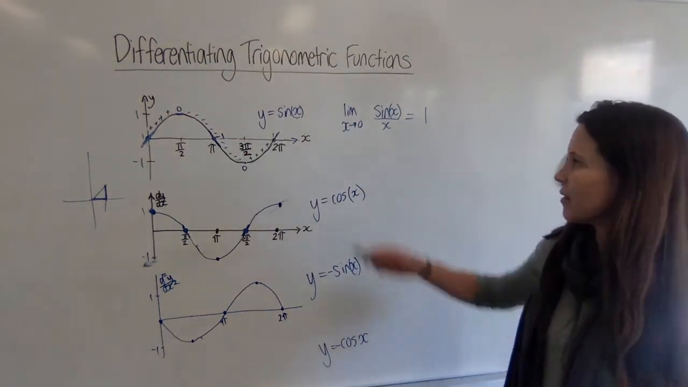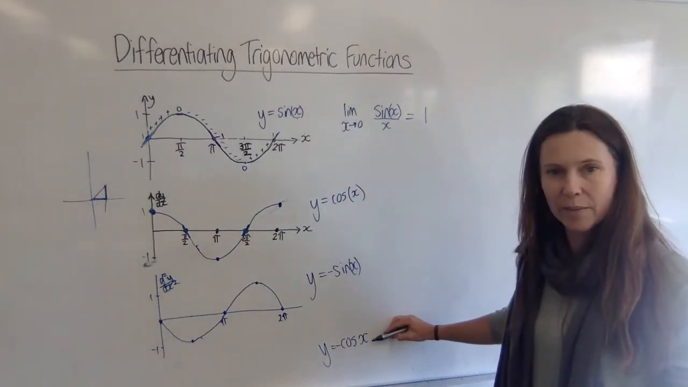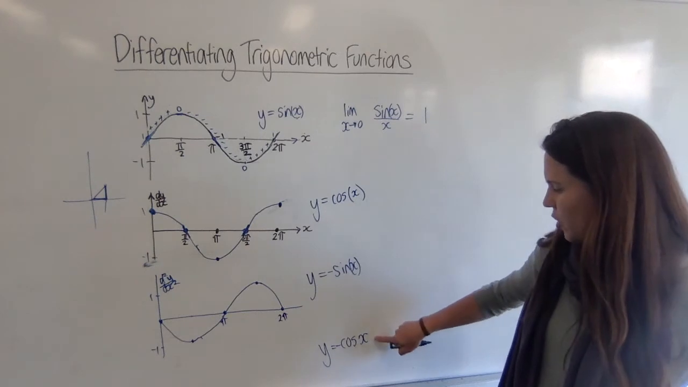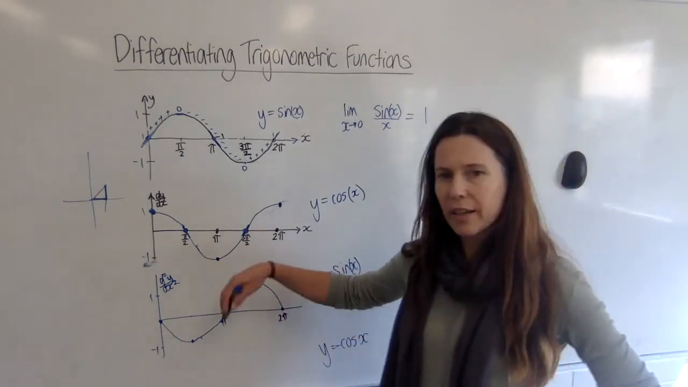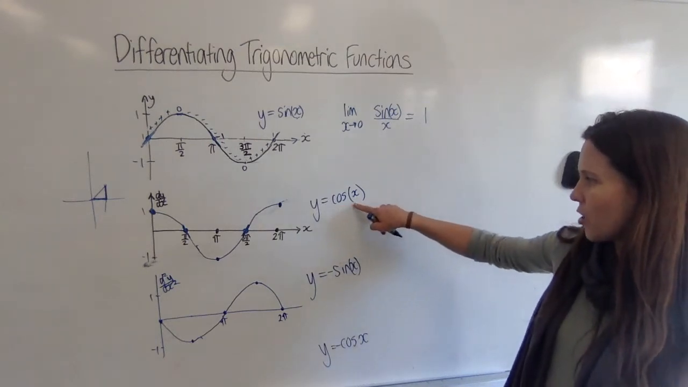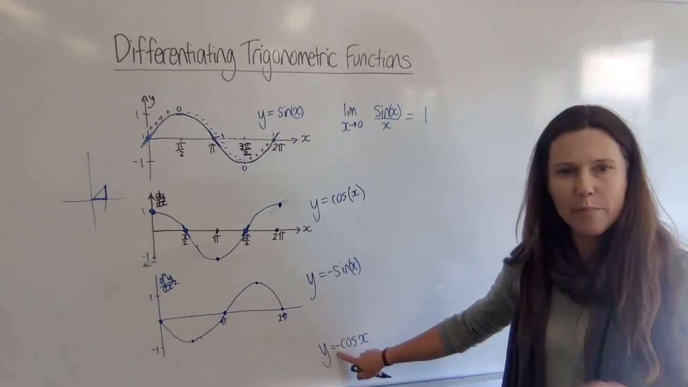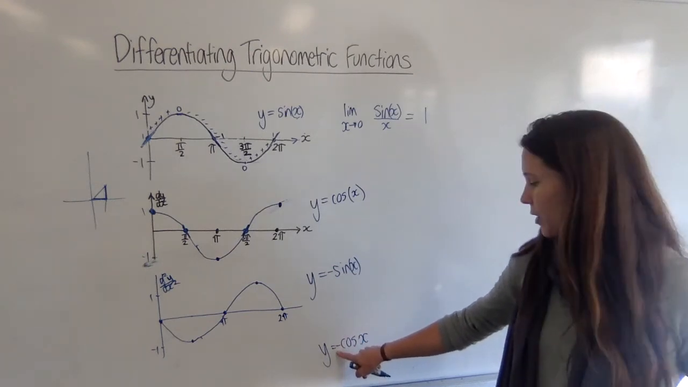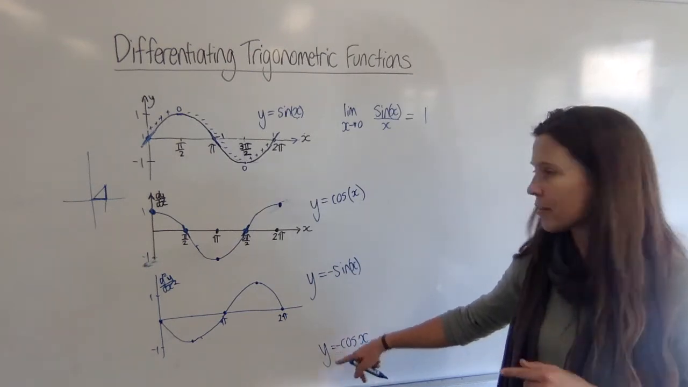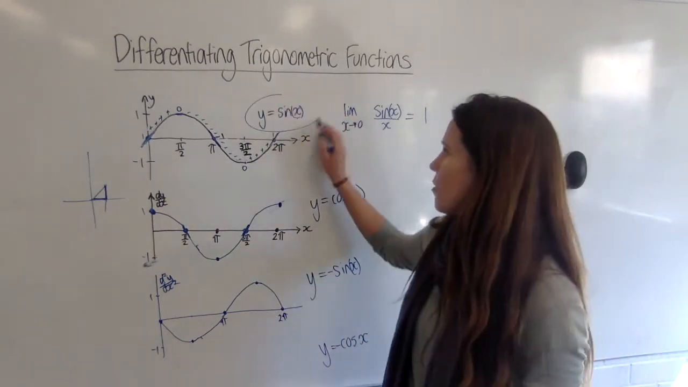Now we've got a pattern. Sine x, cos x, minus sine x, minus cos x. What will happen if we differentiate this one? Well, without even looking at the patterns, I'm pretty sure I can do it. If you can differentiate cos x and get minus sine x, then when you differentiate minus cos x, you'll get minus minus sine x, which is just sine x itself.